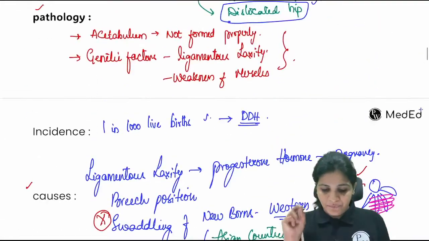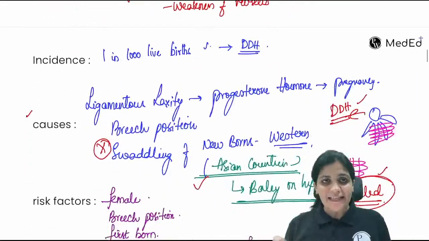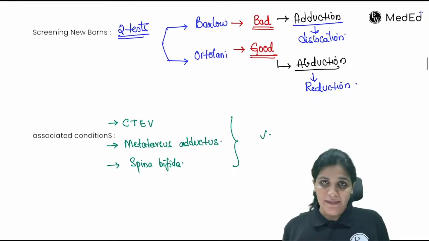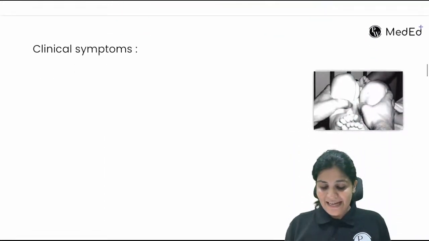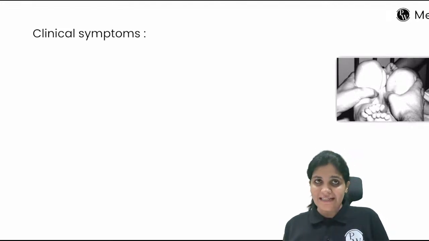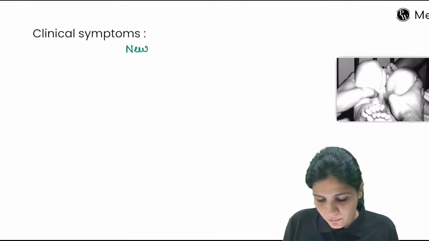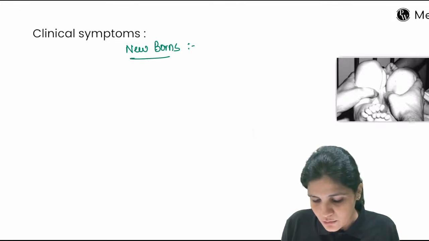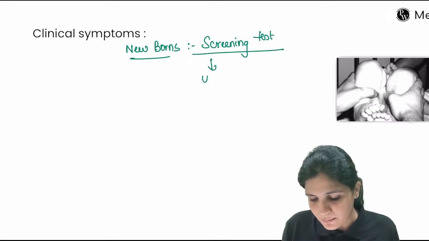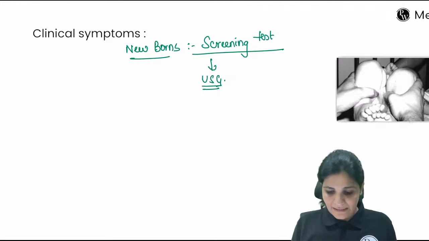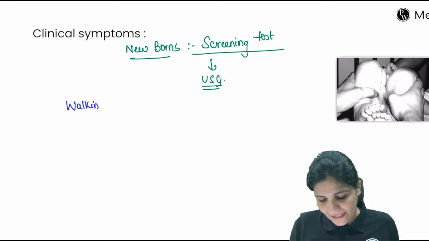So this completes the definition, the pathology, the incidence, what could be the causes, the risk factors, the screening test, and associated conditions. Right? Now let us see the clinical signs and symptoms. Once you are done with your screening test on the newborns, you confirm it by ultrasound. Then, if these babies are missed as newborns and they come at walking age, what can you see?